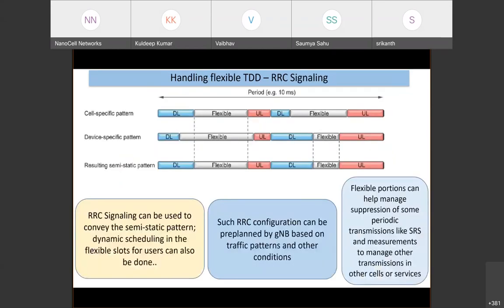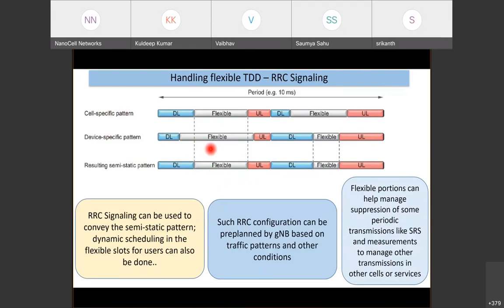So there are cell specific and device specific patterns which the network can announce. And RRC signaling is typically used for all of this. This is more for everybody. This is user specific RRC signaling. And in these flexible slots, you could have some information which will help us handle downlink and uplink in very interesting ways. There are various possibilities here.